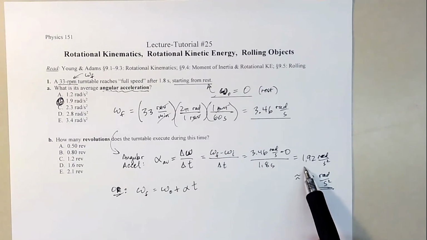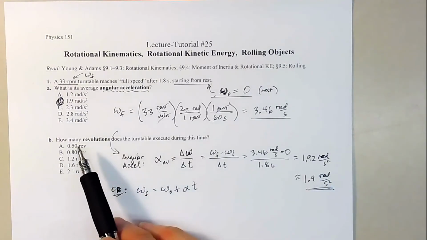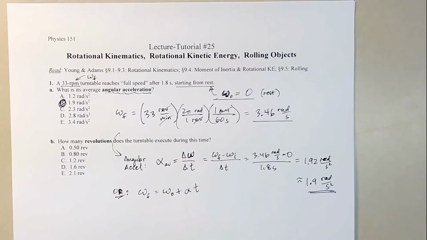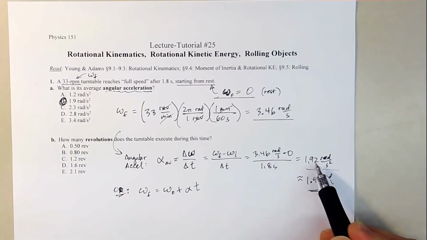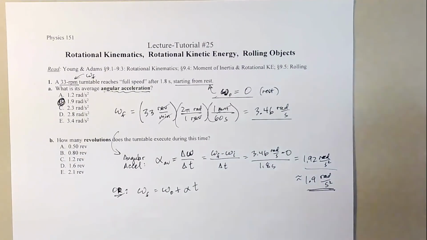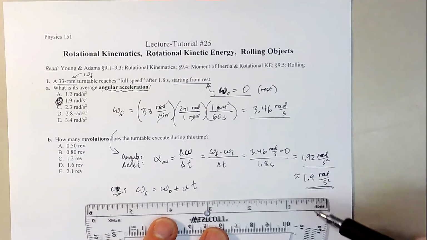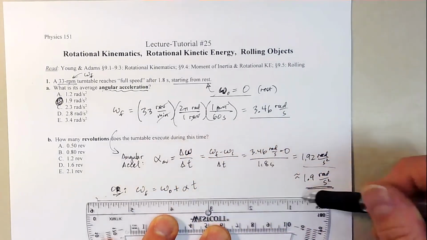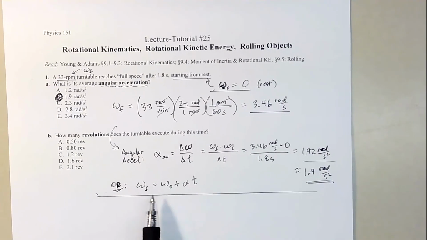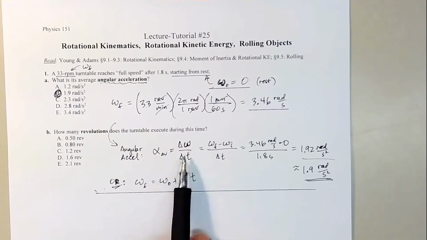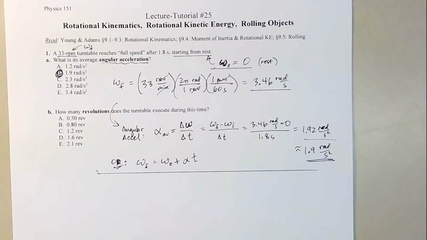However, if I'm going to use this value for alpha in part B of the problem, I really should go back and use the value that has the extra significant figures on it. All right, so I'm not going to bother solving this a second time with the other equation, because like I said, those equations are basically the same. Let's go on to part B.